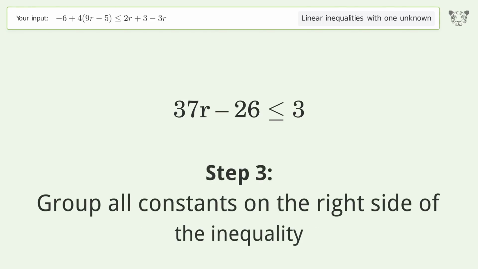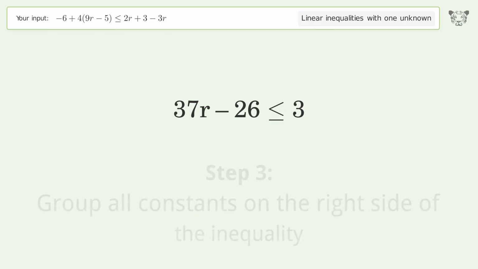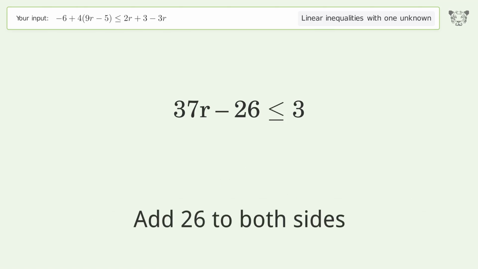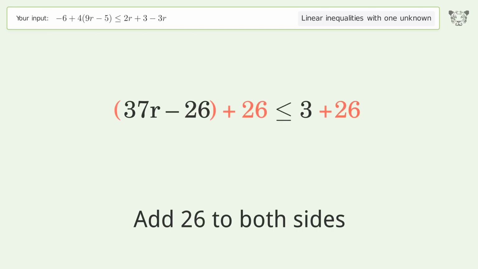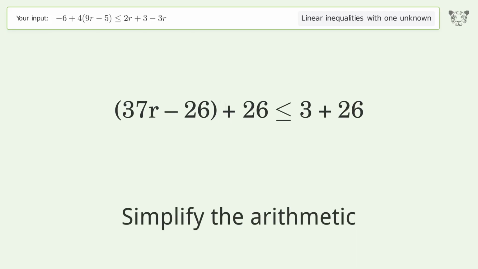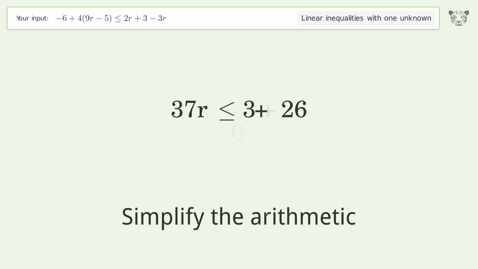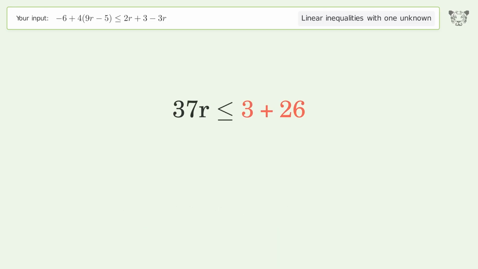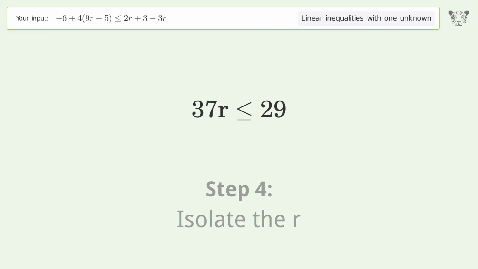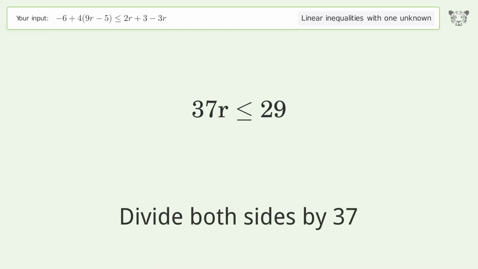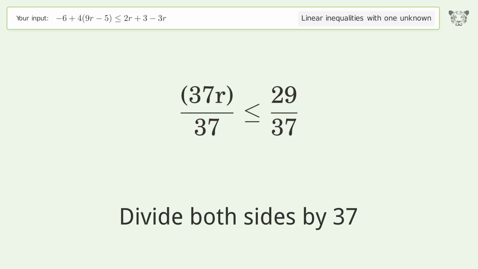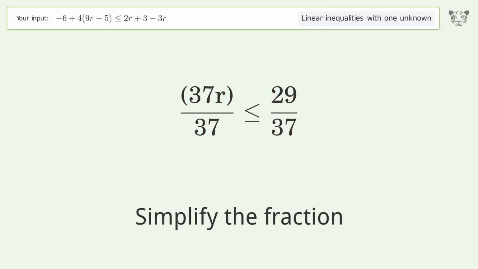Group all constants on the right side of the inequality. Add 26 to both sides. Simplify the arithmetic. Isolate the r. Divide both sides by 37. Simplify the fraction.